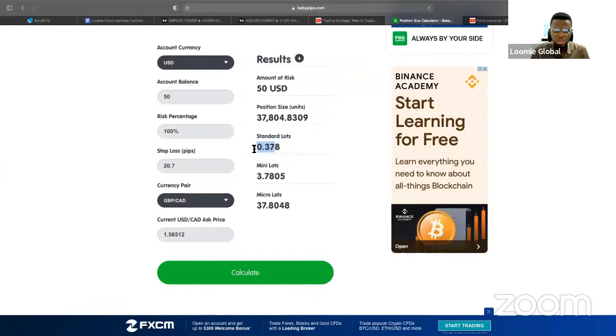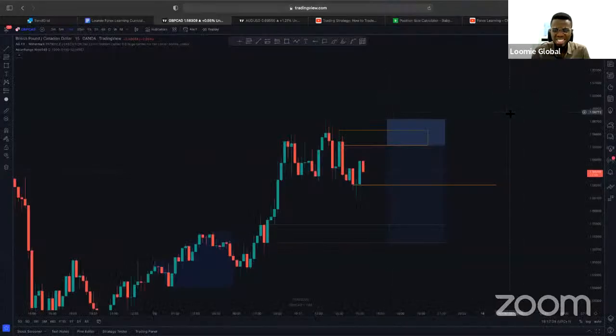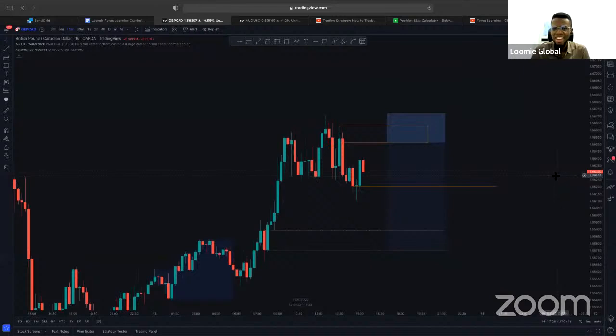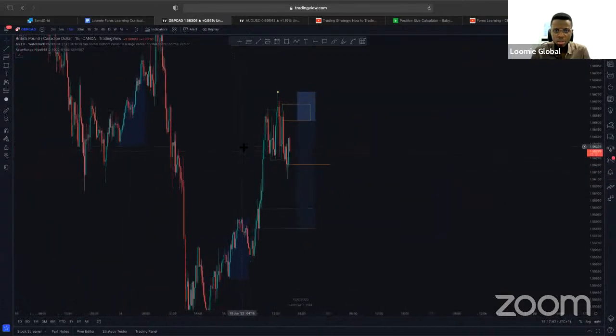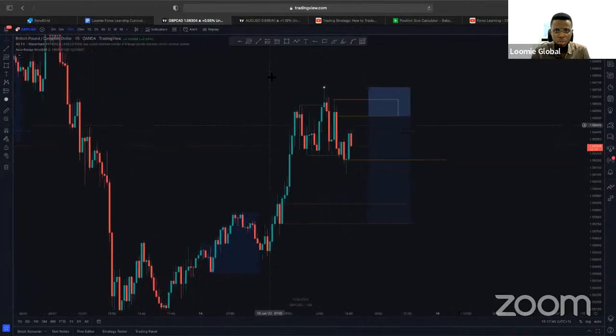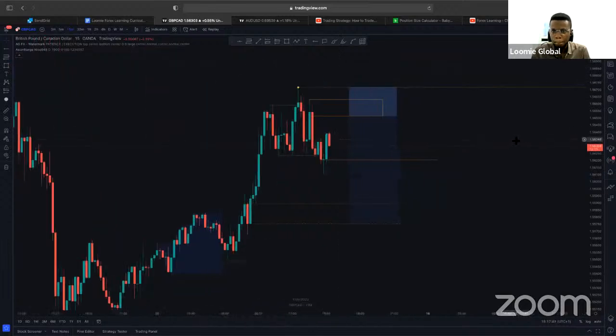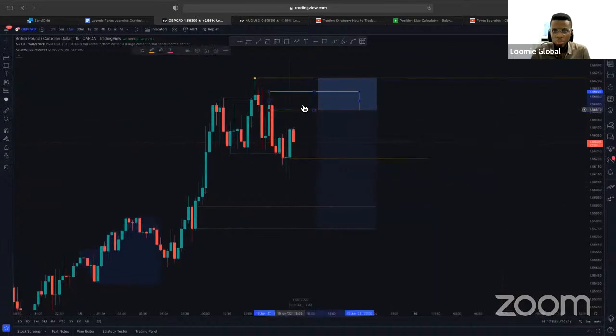So this is the lot size we are using, 0.37. GBP CAD, my God. And this is looking to be a strong high. We have liquidity being grabbed here and structure being broken to the downside. This is looking like the top of our range. So yeah, we're expecting the price to come into the zone.